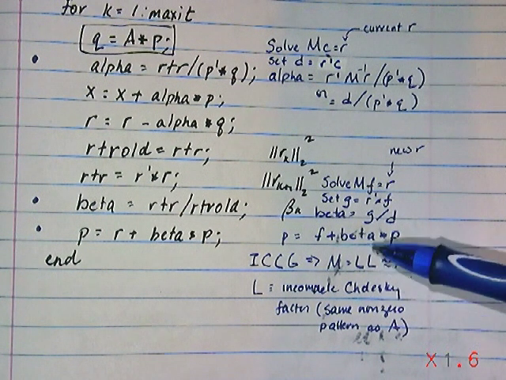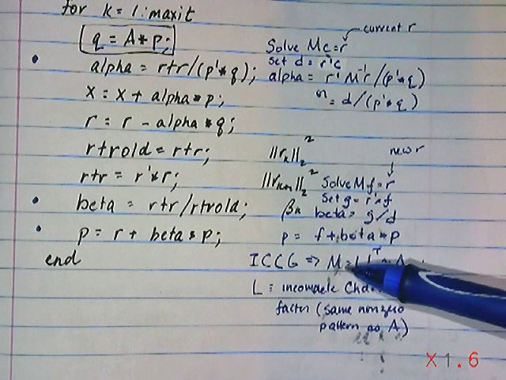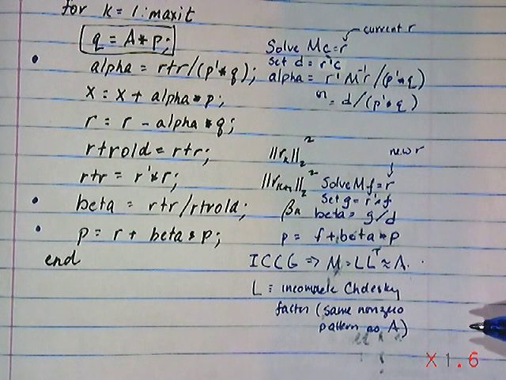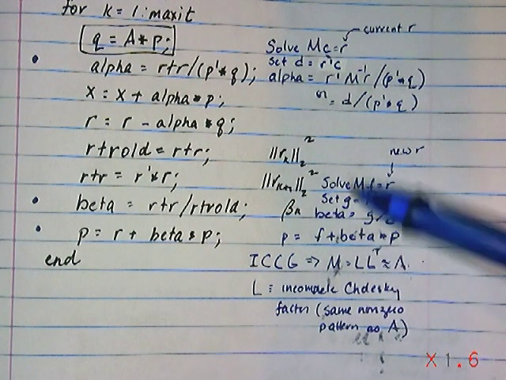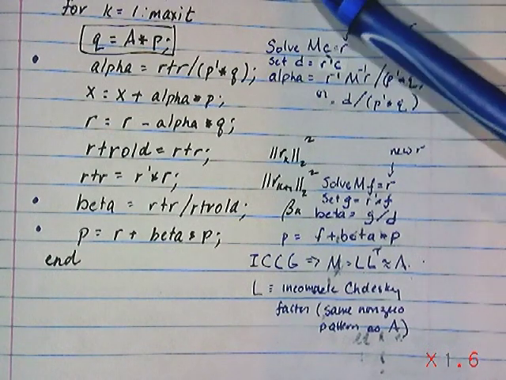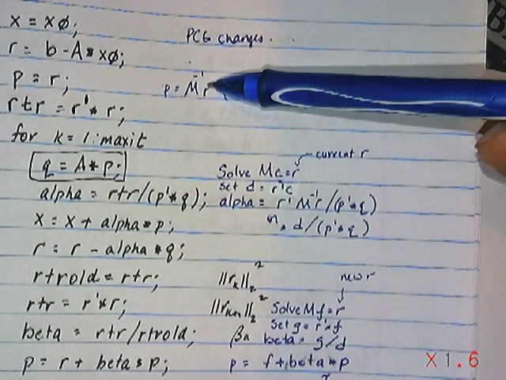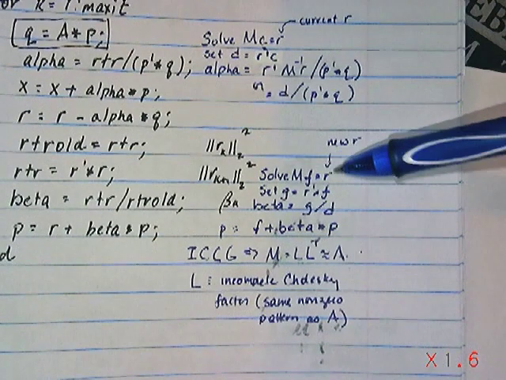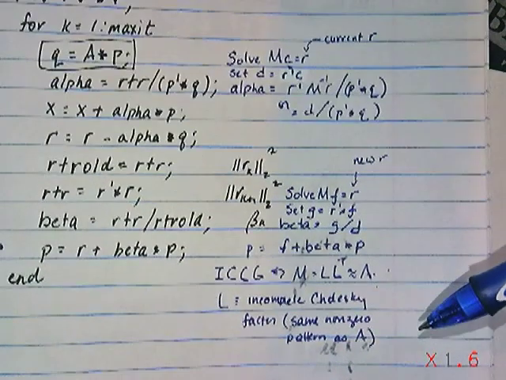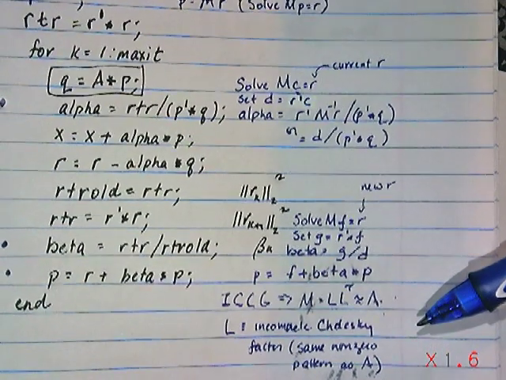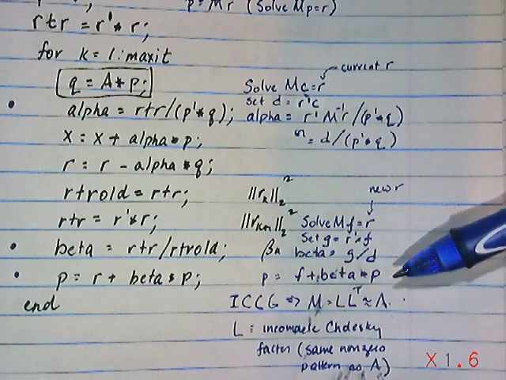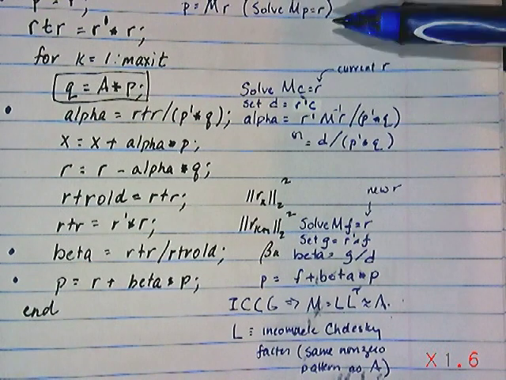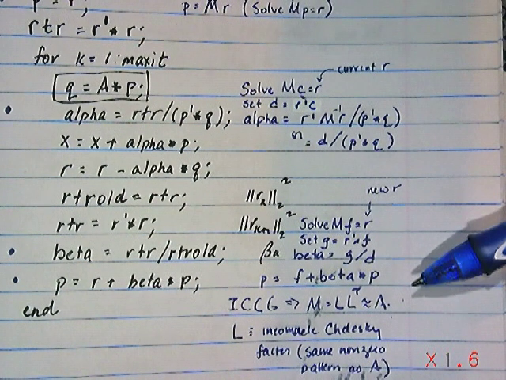In this case, the M matrix is L times L transpose, the product of those two. Up here you would be solving (L L transpose) inverse times R, and here you're solving L L transpose F equals R. So that is a nice little illustration of how conjugate gradient becomes preconditioned conjugate gradient with an incomplete Cholesky factorization.